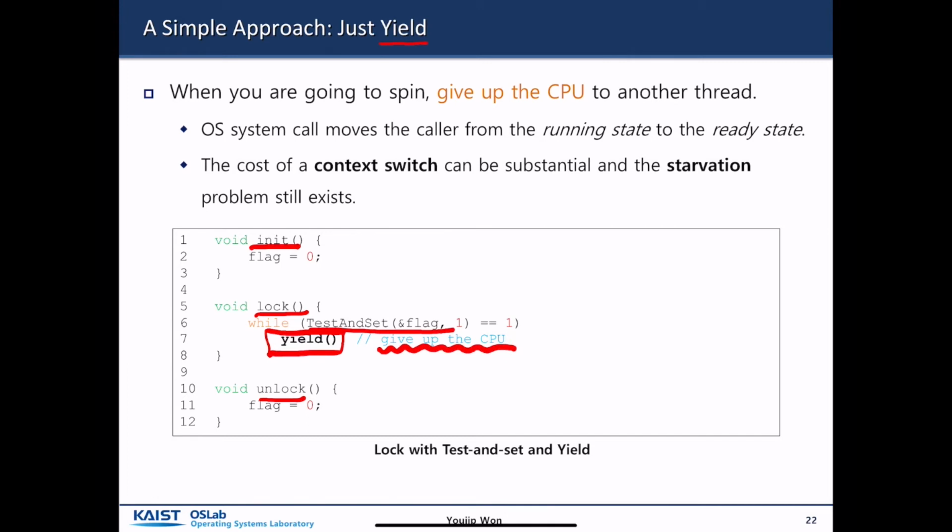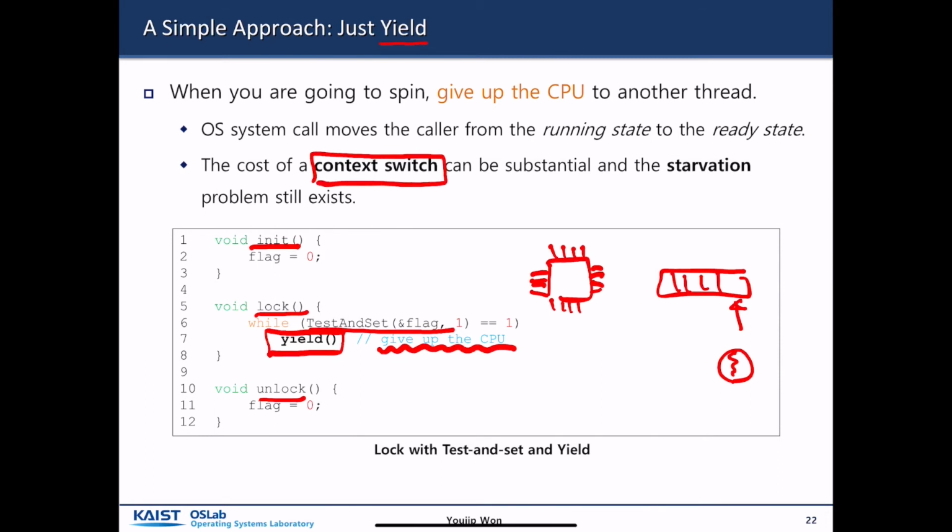That's a very important strategy. So when a thread checks whether the lock is available or not and finds that the lock is not available, then the process relinquishes the CPU and goes back to the ready list and waits for its turn again. So in just yield approach, when you're going to spin, it gives up the CPU to another thread. So the operating system call moves the caller from running state to the ready state. It is better than just spinning, but every time it finds that the lock isn't available, it puts itself on the ready list. So it causes the context switch. And the cost of the context switch can be substantial, and the starvation problem still exists.